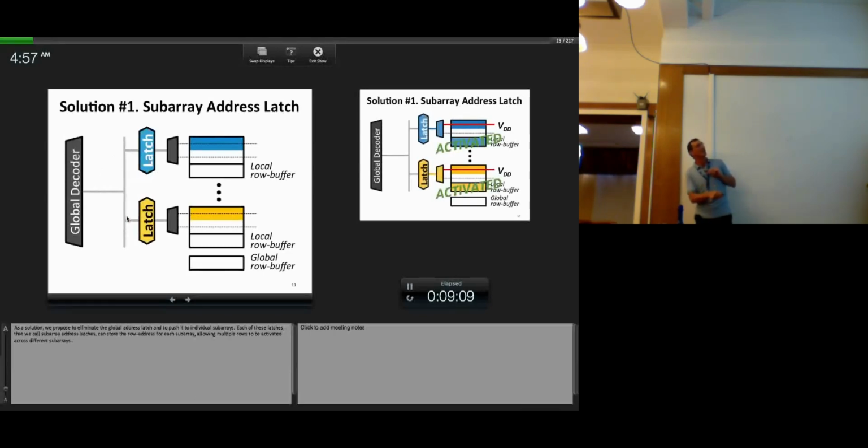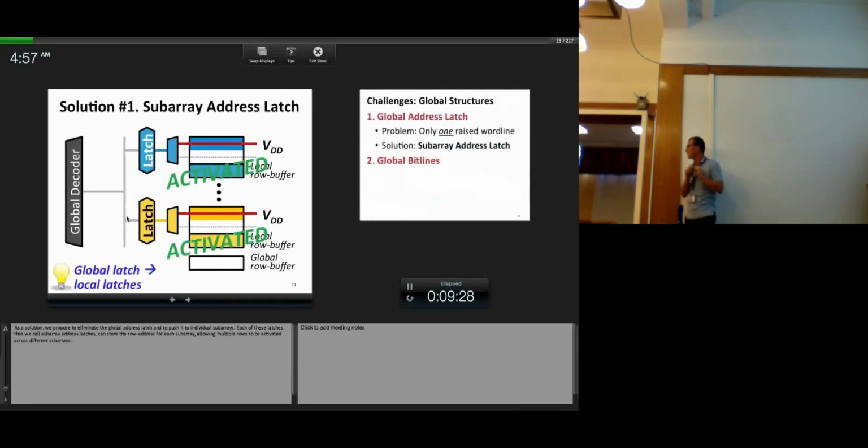And after you decode this address, you keep it in a latch specific to this subarray. Now you've gotten rid of that sharing of the address decoder. This way, you can send the blue address first. It gets latched, and you can activate it. You can send the yellow address next, and it gets latched, and this can get activated too. That's the idea. The basic idea is to move the global latch such that it becomes local latches.